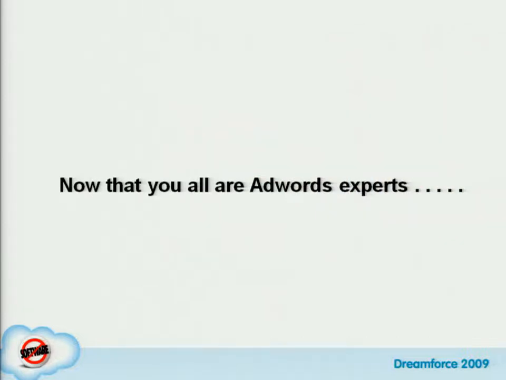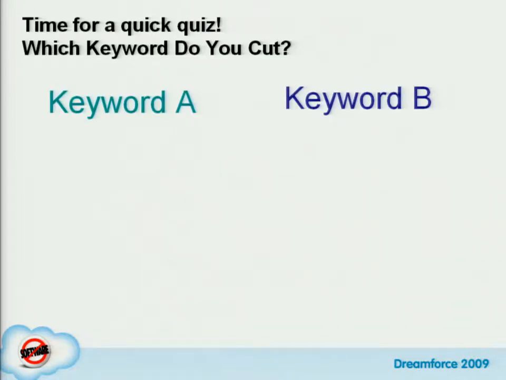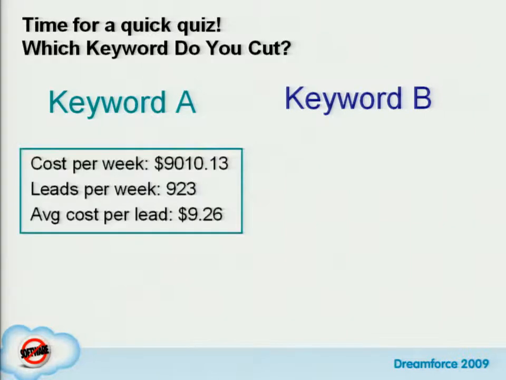Okay, now that everyone here is an AdWords expert after the last 10 or 15 minutes, I'm going to do a quick pop quiz, and I want everyone to participate. Your boss comes to you. We need to cut $10,000 a week in spend. You have 2 keywords to choose from. Keyword A costs $9,000 per week and brings in 923 leads. The average cost per lead is $9.26.